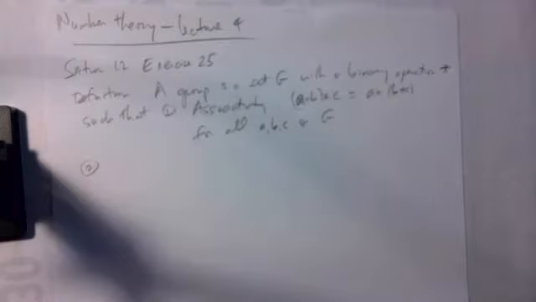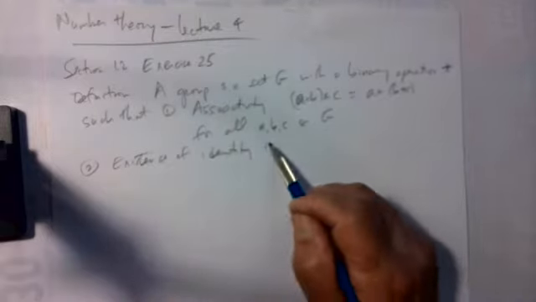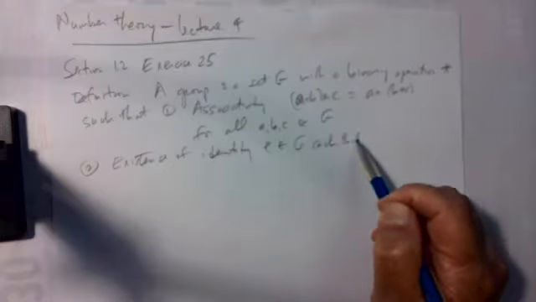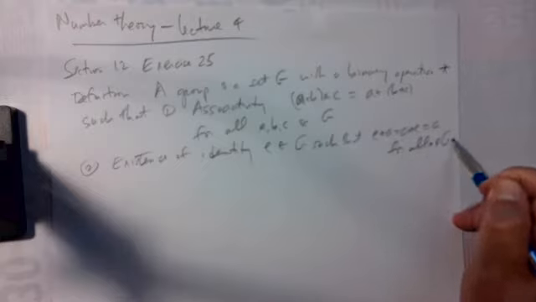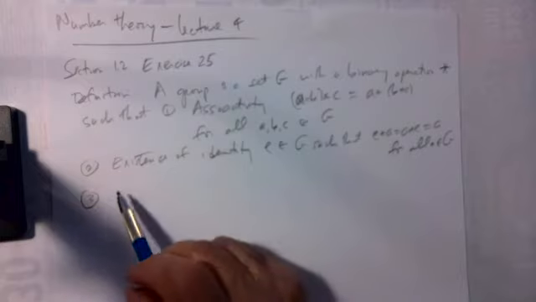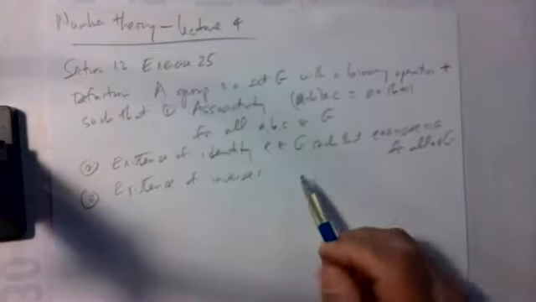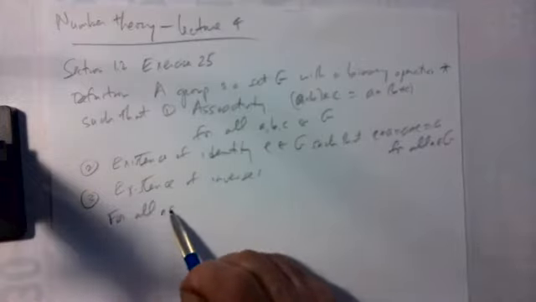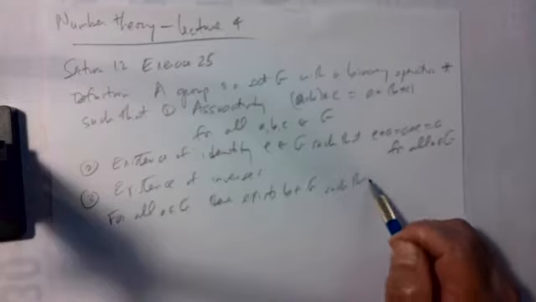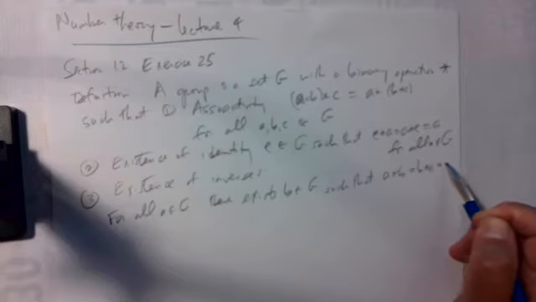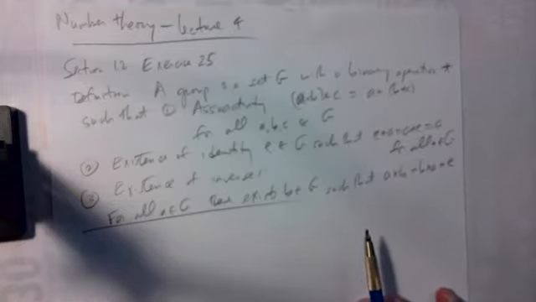Second, there exists an identity element, E, let's call it, in G, such that E times A and A times E is equal to A for all A in the group. Third, existence of inverses. For all A in the group, there exists a B in the group such that A times B and B times A equal the identity. So any set with a binary operation that satisfies these three properties is called a group.